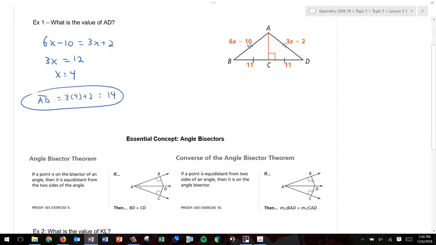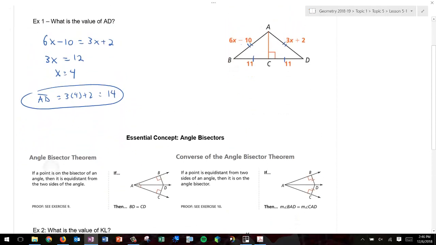The other type we're going to look at are called angle bisectors. And an angle bisector says that if I split an angle into two congruent pieces, then any distance from the two outside parts of my angle, my two legs of my angle, to that bisector are going to be the exact same distance so long as they create right angles.